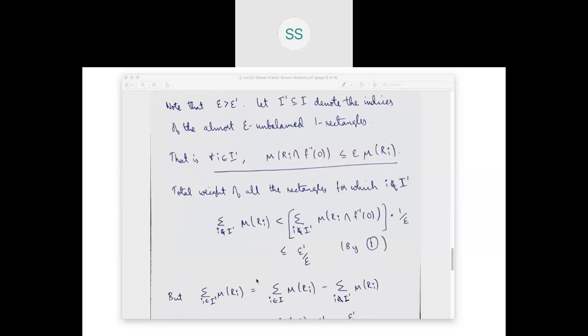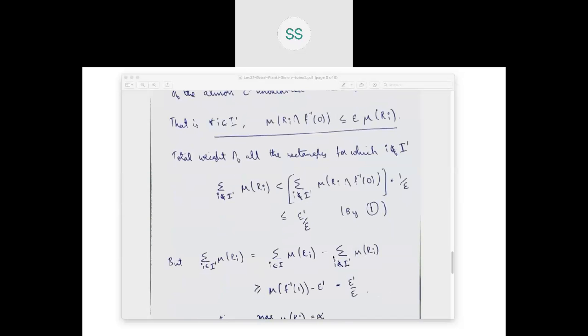Now let us compute the total measure of the rectangles that are almost epsilon unbalanced, or in other words, the total measure of the rectangles where i is in I prime. One easy way to compute that is to take the total measure of all the one rectangles and subtract the measure of the ones that are not in I prime. And we have upper bounded the total measure of those rectangles that are not in I prime. So now this gives you a lower bound because of the negative sign.